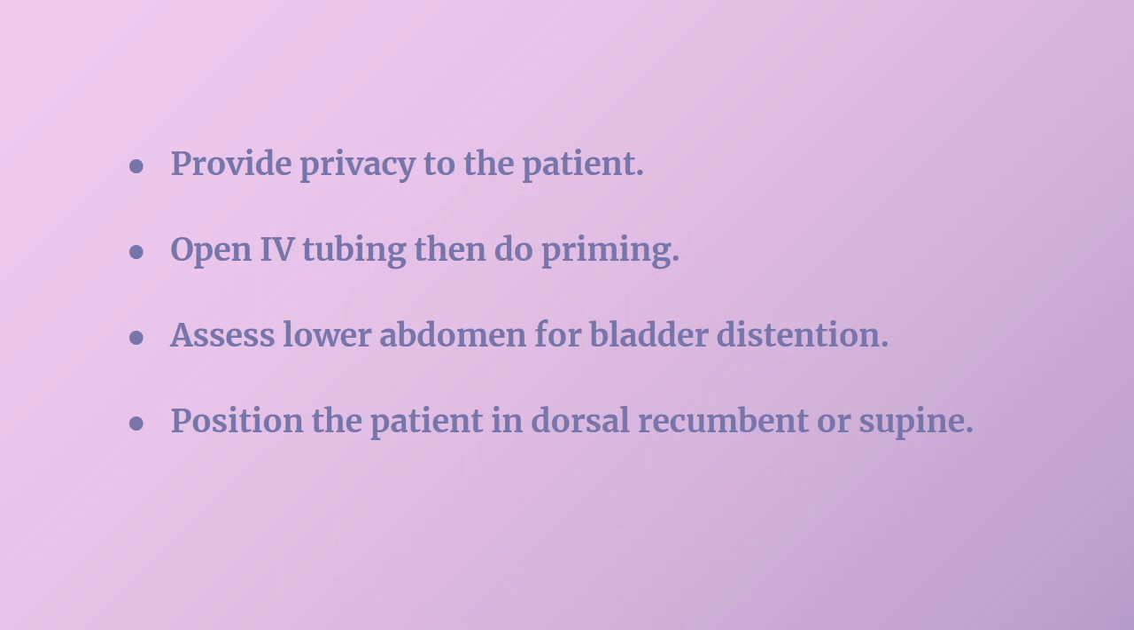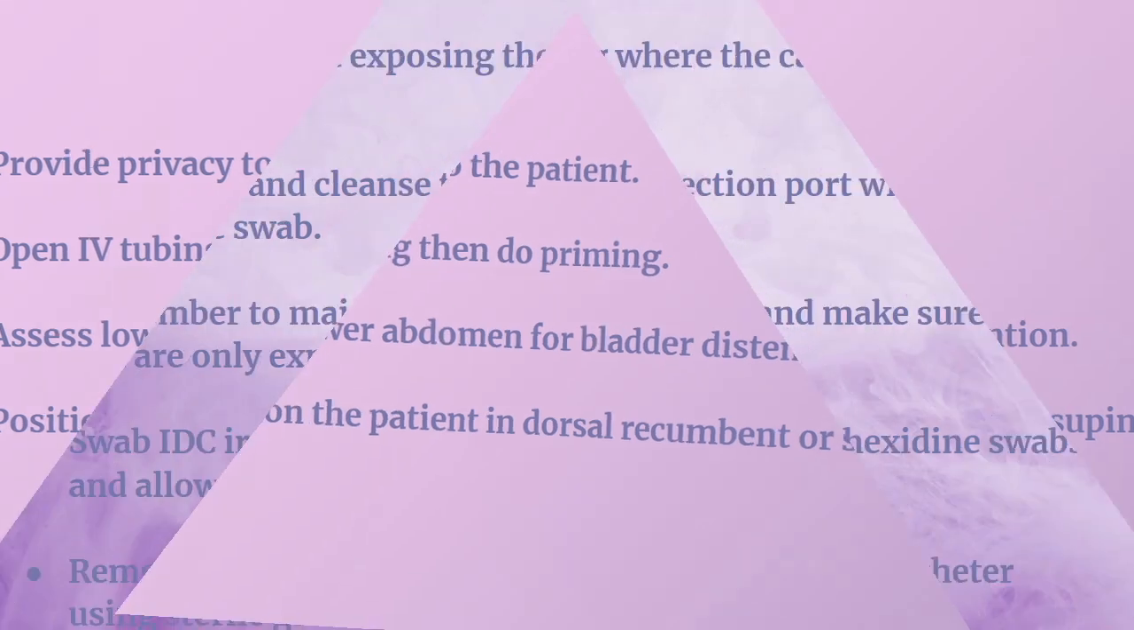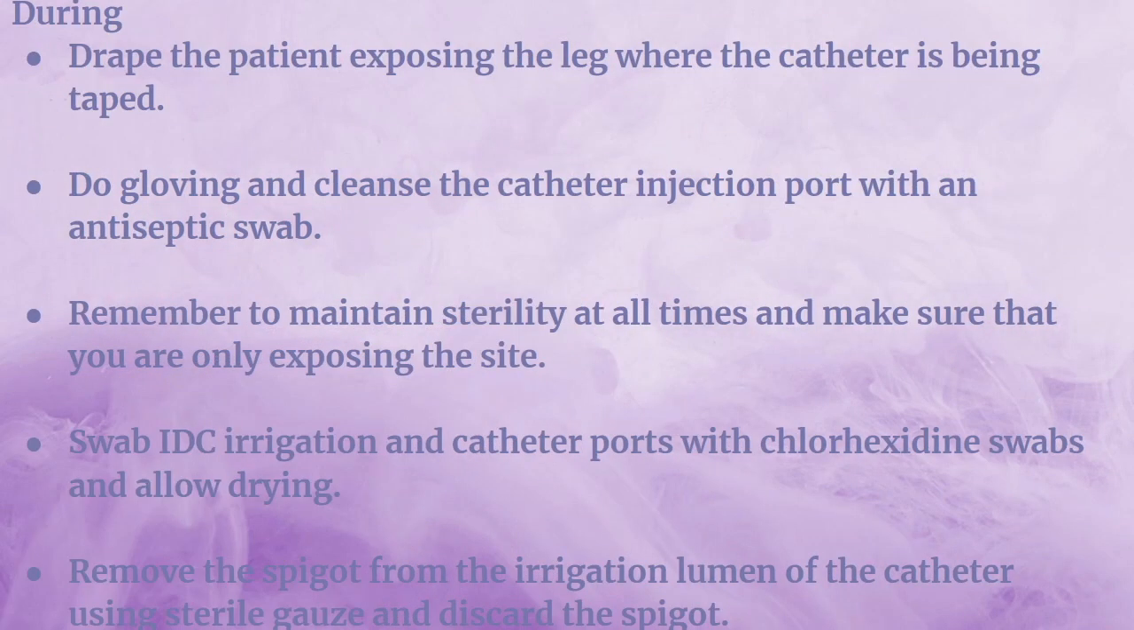Provide privacy to the patient. Open the IV tubing, then do priming. Then assess the lower abdomen for bladder distension, and position the patient in dorsal recumbent or supine. The nursing responsibilities during the procedure: drape the patient, exposing the leg where the catheter is being taped.